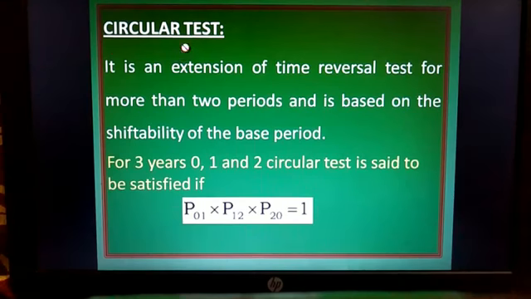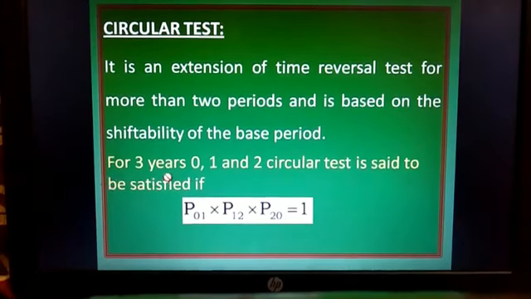As the name itself tells, it is like being observed in circular manner. Circular test. First we shall see the explanation based on it. It is an extension of time reversal test for more than 2 periods, and it is based on the shiftability of the base period.